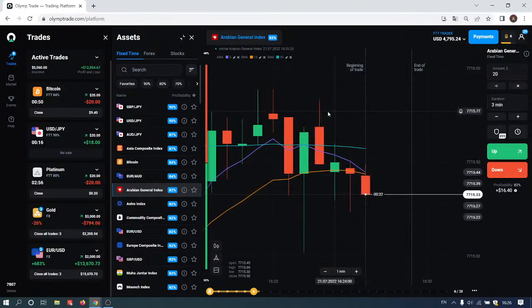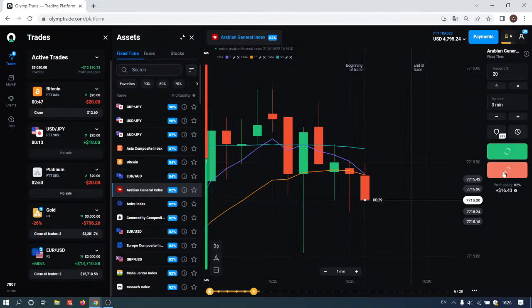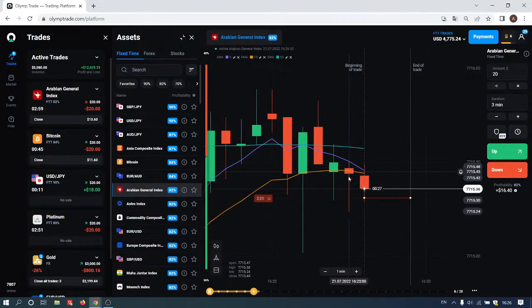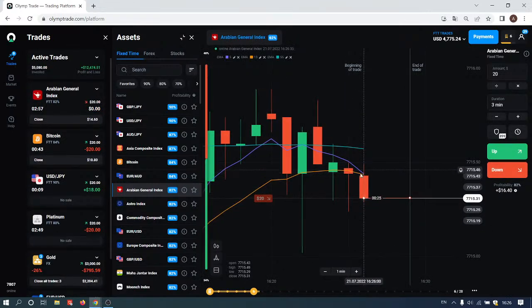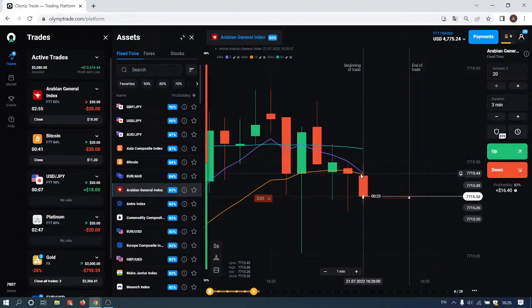All right, now guys, Arabian General Index, another trade, and now this trade is in the downwards direction because we just saw this nice beautiful crossing.